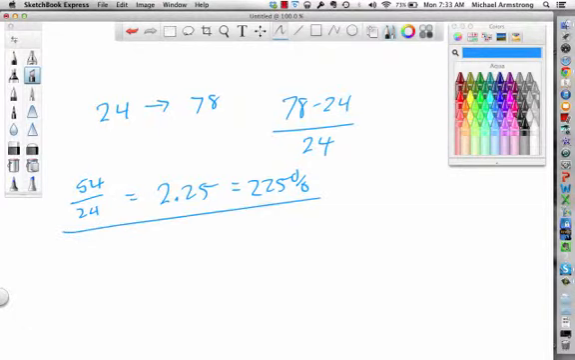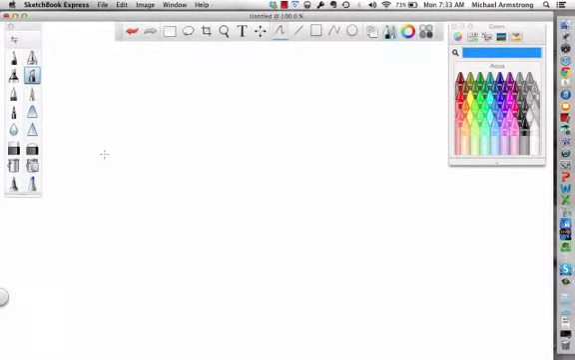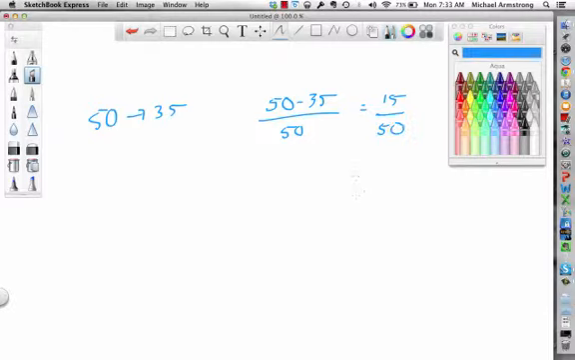Let's look for a decreasing problem. Here's one. It says 50 pounds decreasing to 35 pounds. We're going from 50 to 35 pounds. So again, we just need the difference. So 50 minus 35 over the original. And the difference from 35 is 15. 15 plus 35 is 50. Over 50.